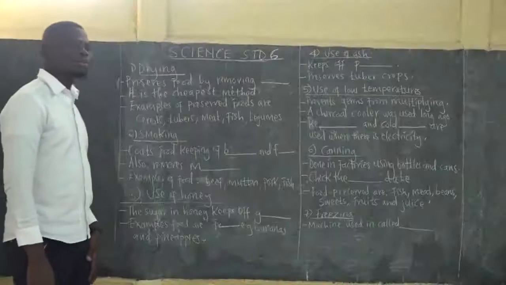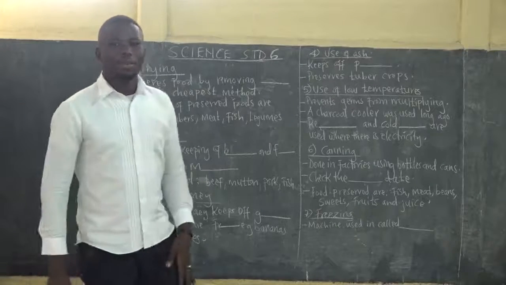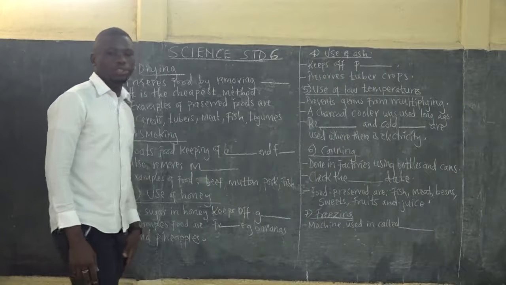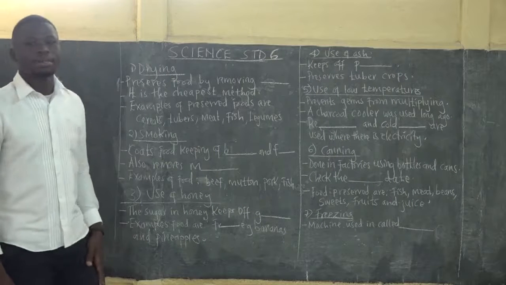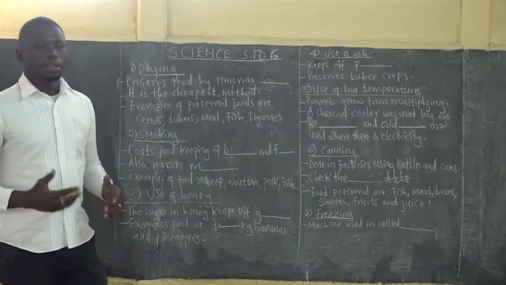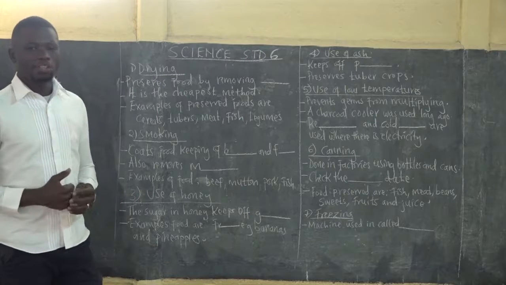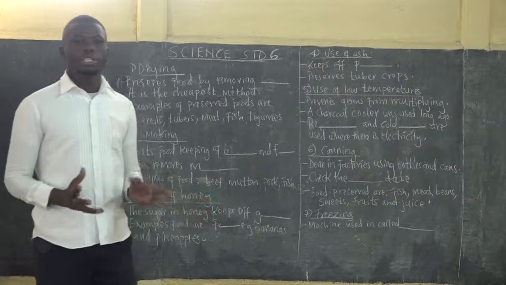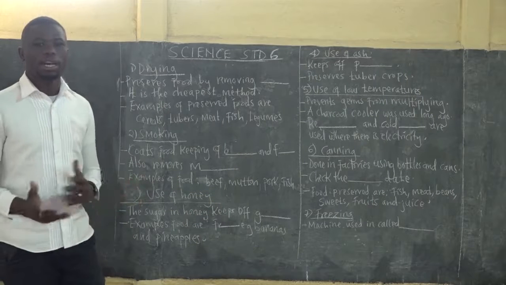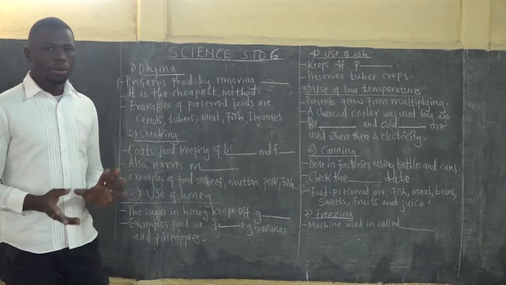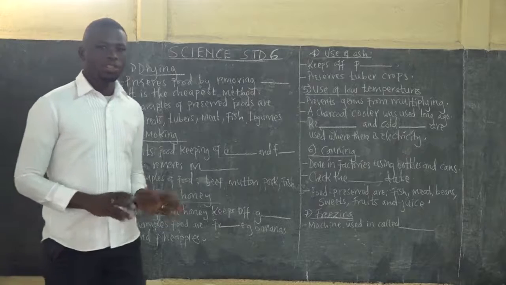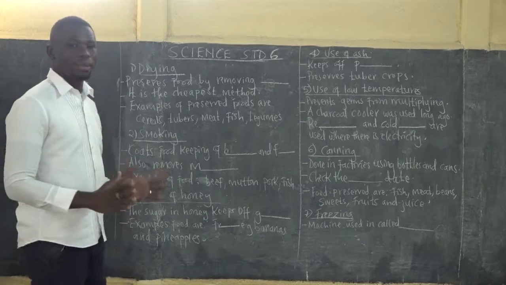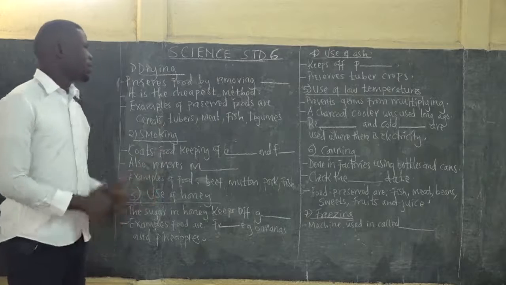Standard 6, welcome to our lesson today, where we are still looking at the topic food and nutrition. And today we are still looking at methods of preserving food. Remember in the previous lesson, we mentioned the traditional and the modern methods of preserving food. And today we just want to look at each method and how it preserves food. We are not going to differentiate the modern and the traditional today because we already did it. Now we are just going to look at the methods and how they preserve food, beginning with drying.